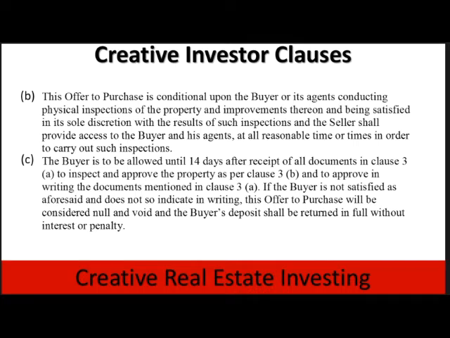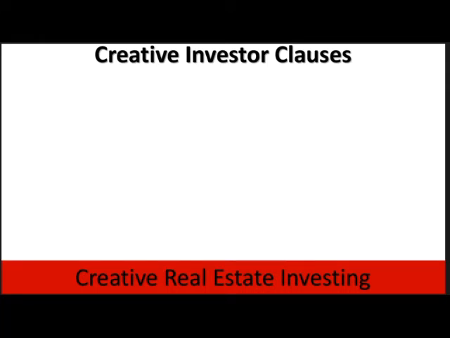If the buyer is not satisfied as aforesaid and does not so indicate in writing, this offer shall be null and void, etc. So in other words, we're giving them 5 days to get us the information, and then we're going to ask for another 14 days to approve all that information as well as do our inspection.